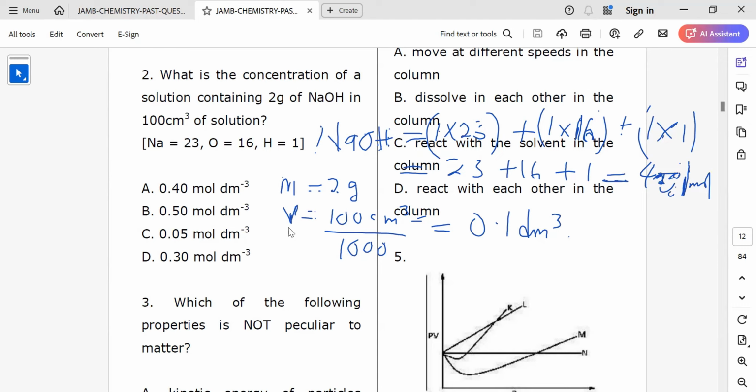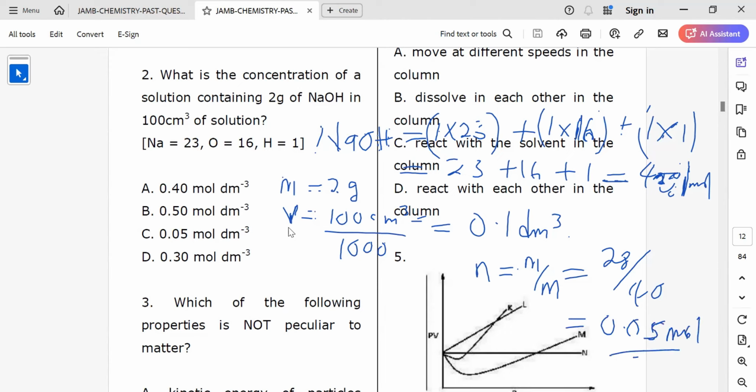But to calculate mole, we are now going to say mole is equal to mass all over molar mass. The mass is 2 grams, and the molar mass is 40. So if we say 2 divided by 40, we are going to have 0.05 mole. It means that the number of moles of sodium hydroxide is 0.05 mole.